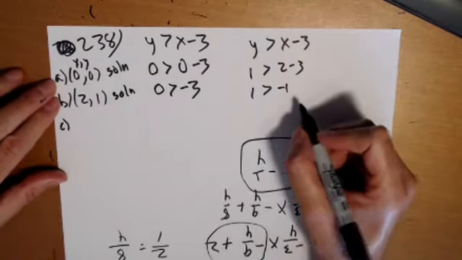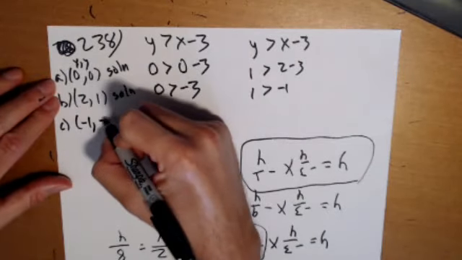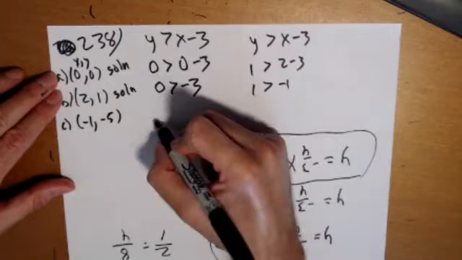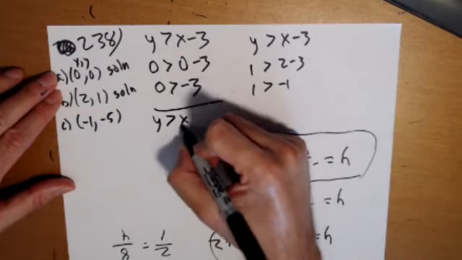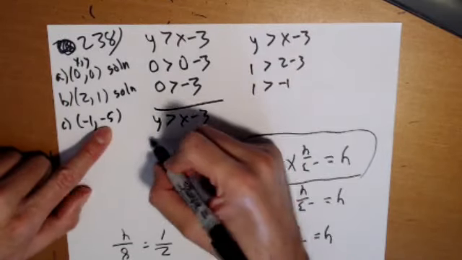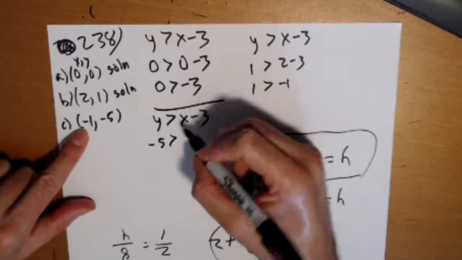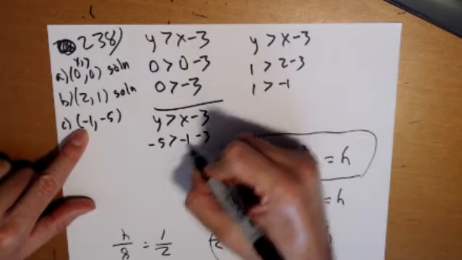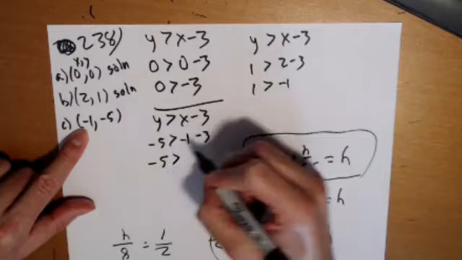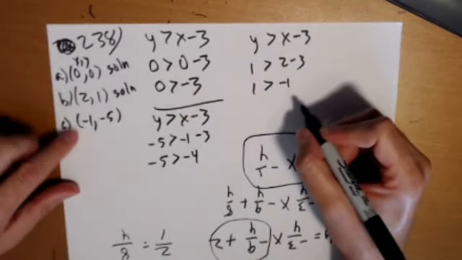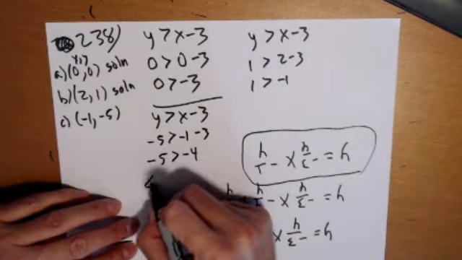C, this isn't very fun, negative 1, negative 5. So y is greater than x minus 3. So y is negative 5, greater than x. Negative 1 minus 3 is negative 4, so is negative 5 greater than negative 4? A little tricky there.